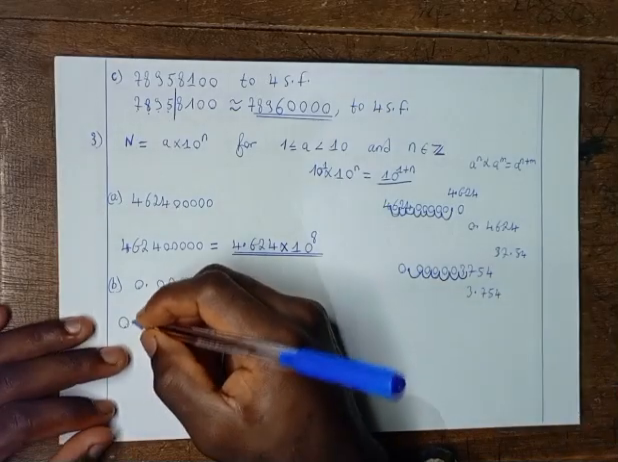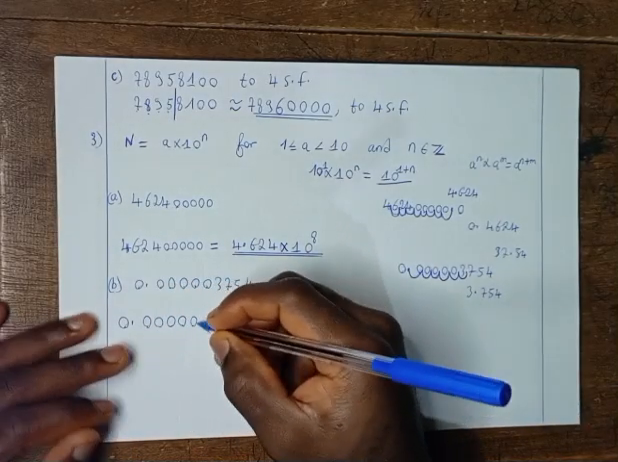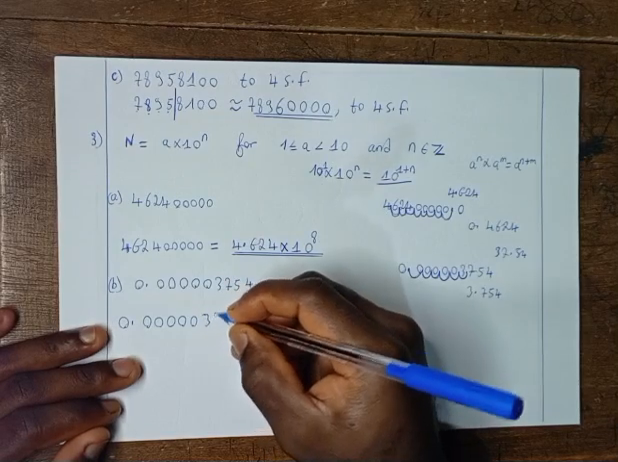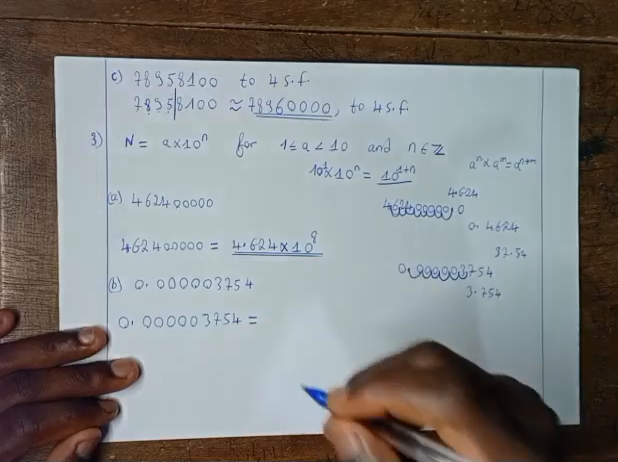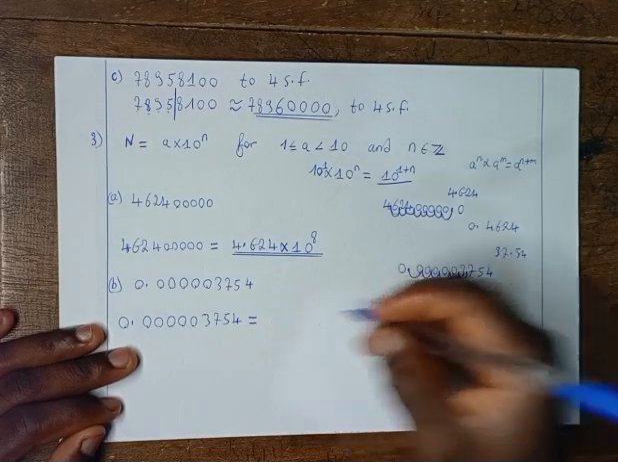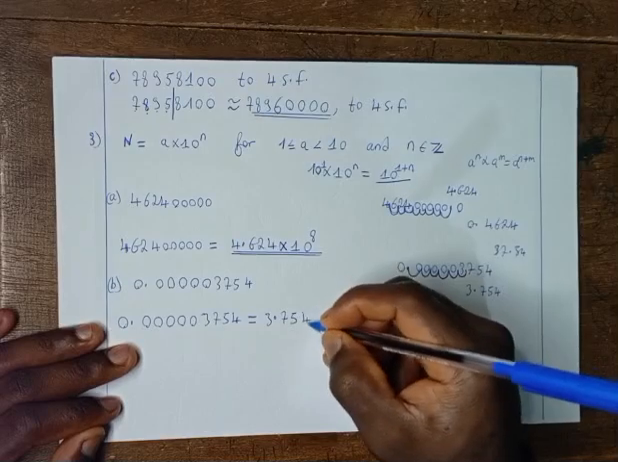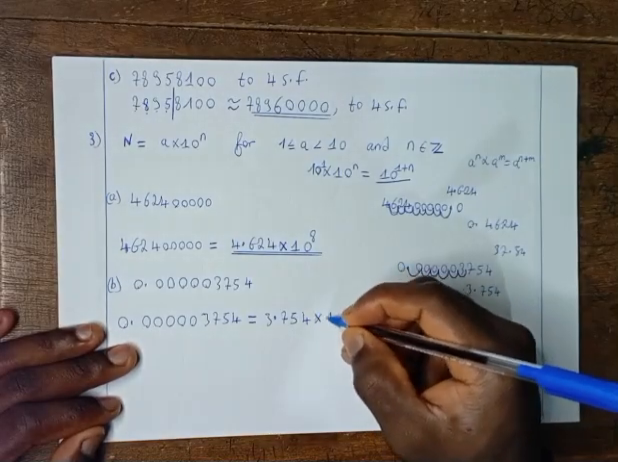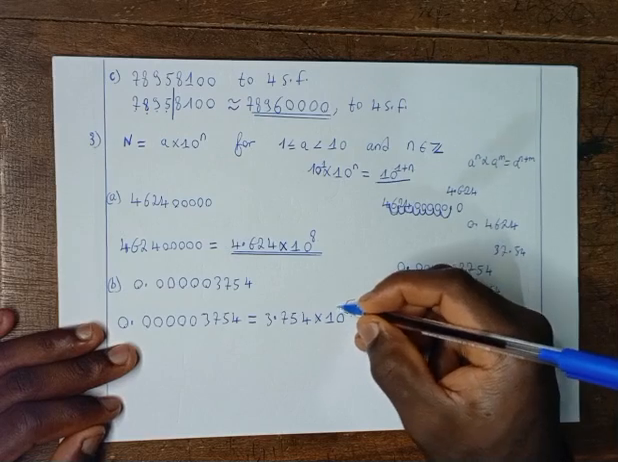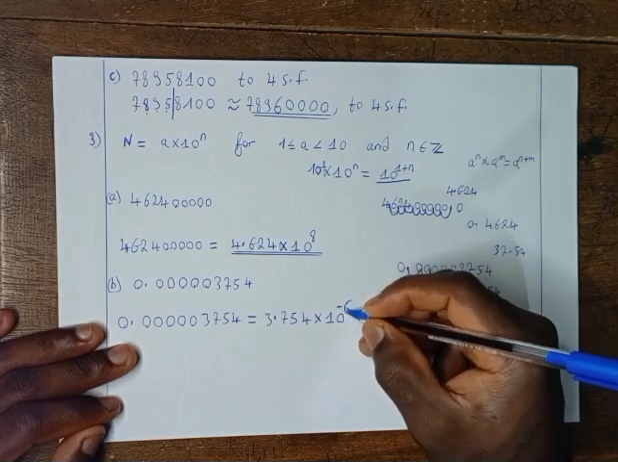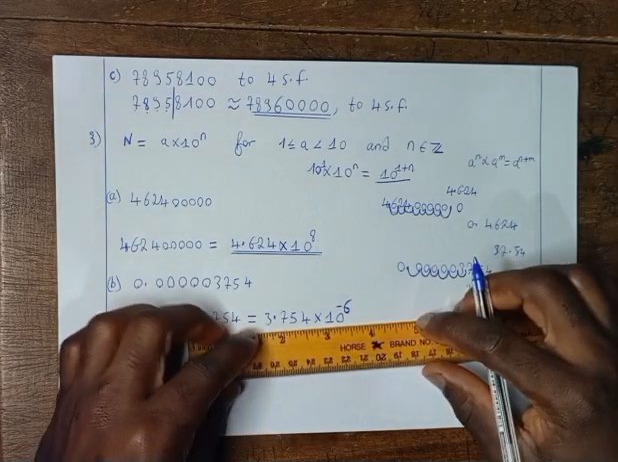This will give us 0.00003754. In standard form, it will simply be equal to 3.754 times 10 to the power negative 6. Since the movement was done to the right-hand side, the power will be negative.